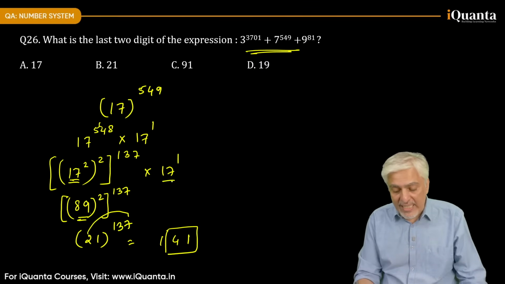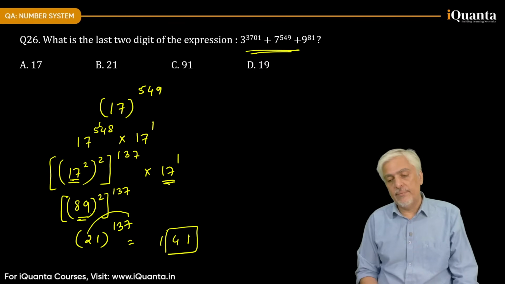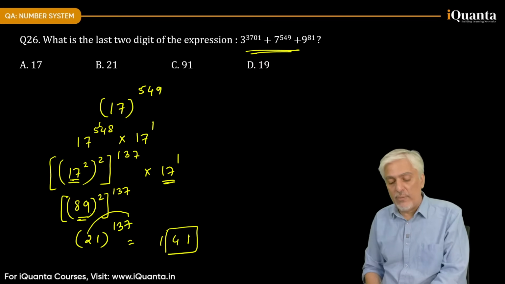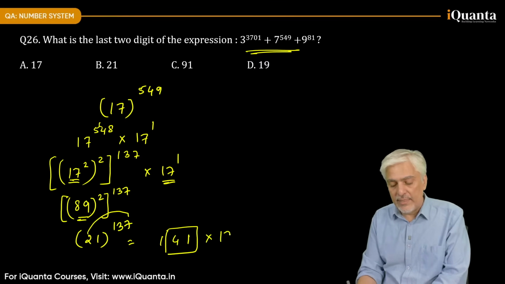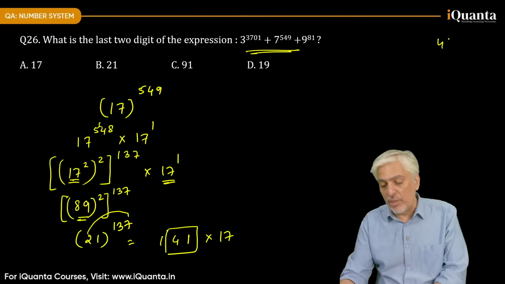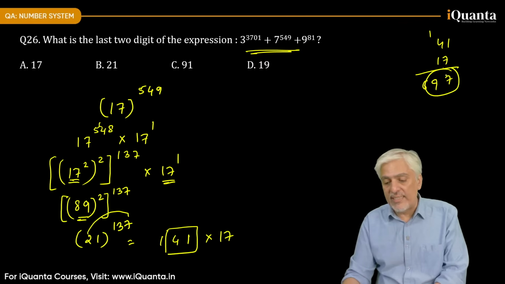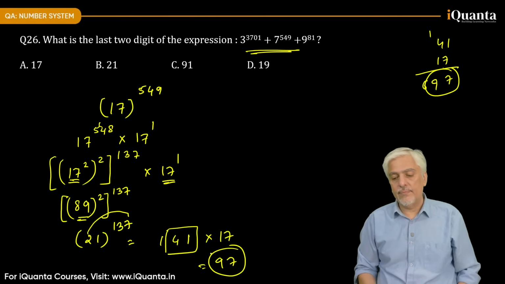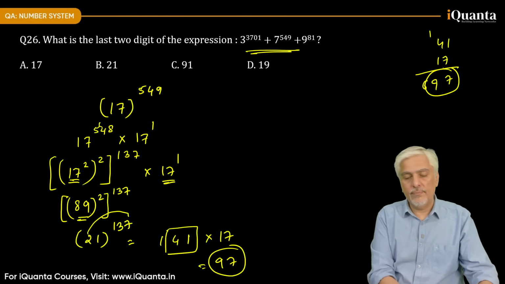और ये 17 बाकी था, उसको भूलना मत. 21 raised to 137, we got 41. Don't forget this 17. Last step manually करने का. 41 into 17. 17 ones are 17. 17 4 is 68 plus 1, 69. So answer is 97. Check it properly.